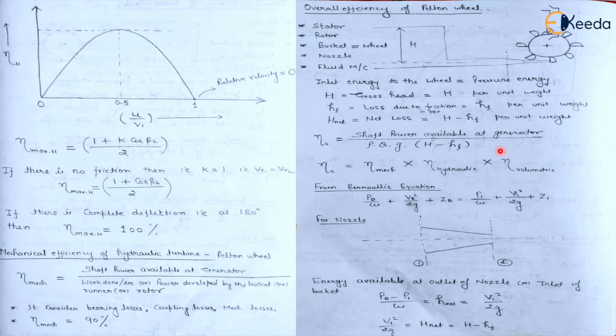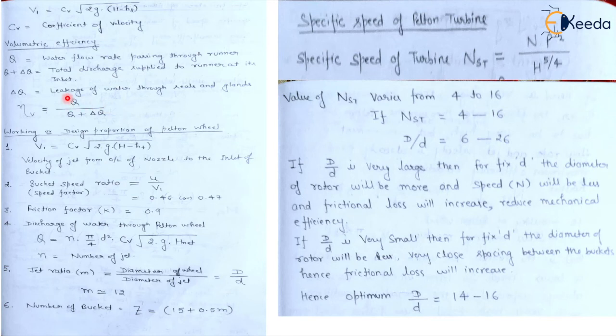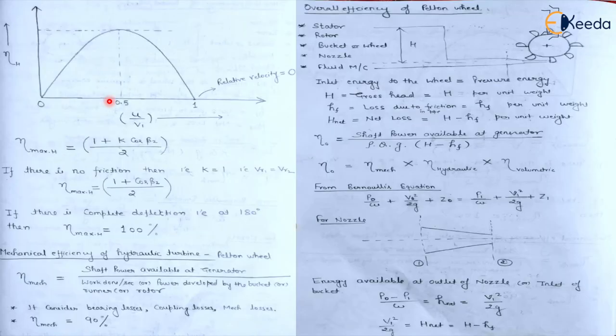We have considered volumetric efficiency also. And what is the volumetric efficiency? You know very well, the volumetric efficiency is q by (q plus delta q). That means q is the water flow rate passing through the runner, and q plus delta q is the total discharge supplied to the runner at the inlet. There is a delta q, that is leakage of water through the seal and glands, and this water will go into the tail race directly. So this is the volumetric efficiency. This thing also I have already explained in my previous lecture. All these things I have already explained.